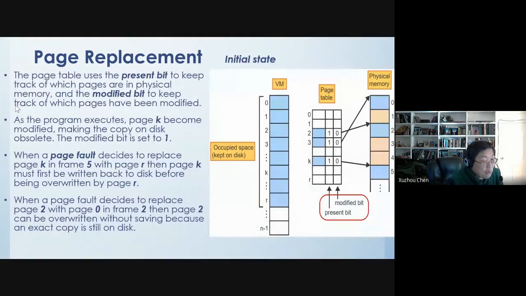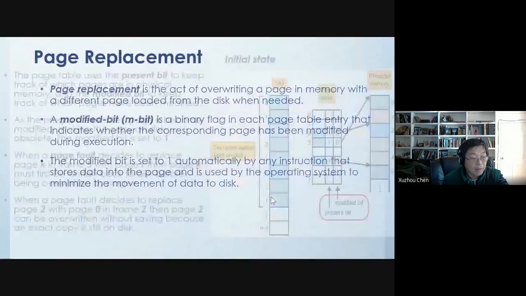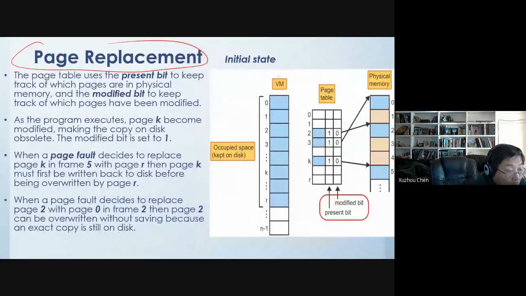Okay. So now we have a new kind of situation. If the operating system supports page replacement, we use the same example as we did for this case. So you have virtual memory, and this is the program. Initially we have 3 pages loaded: page 2, page 3, and page K.